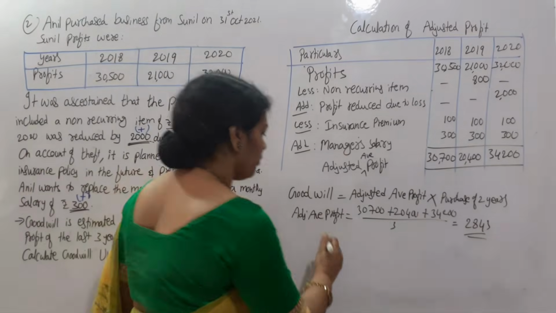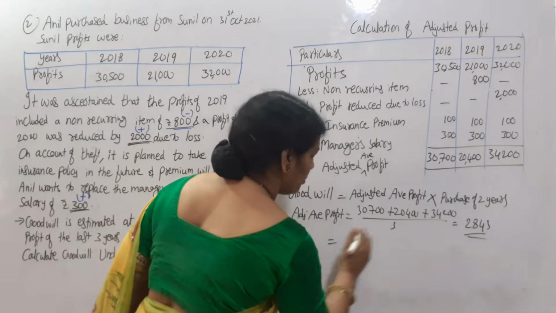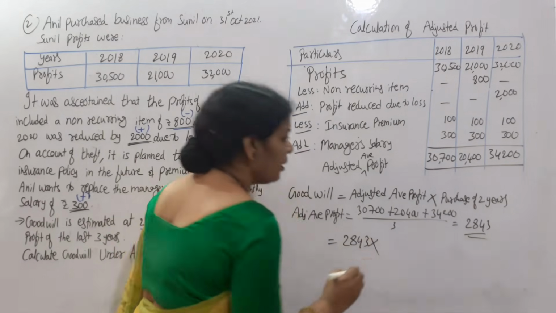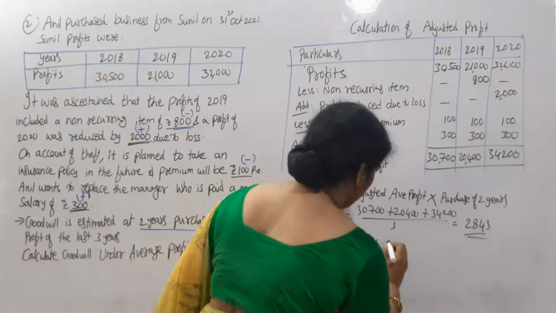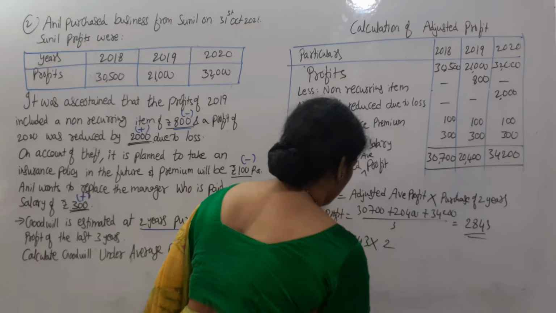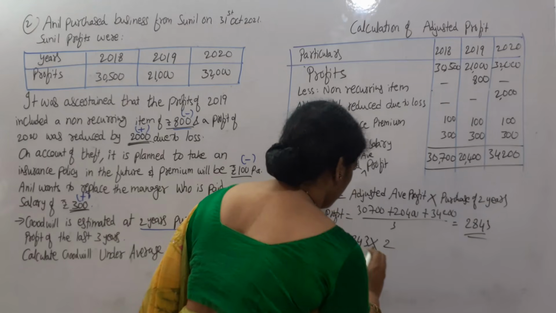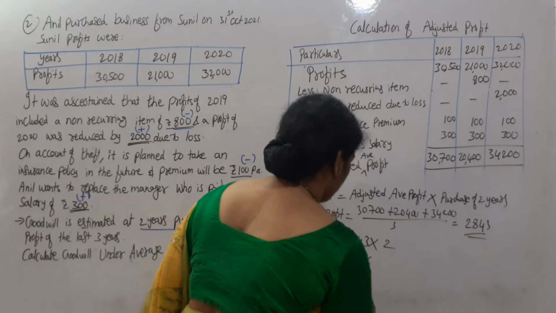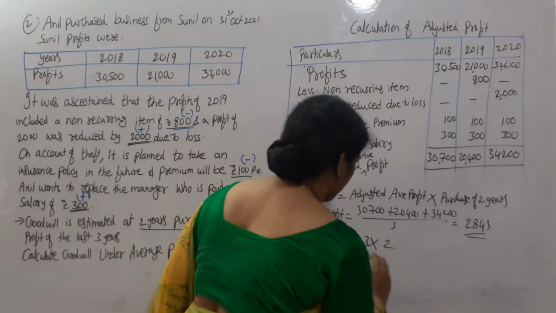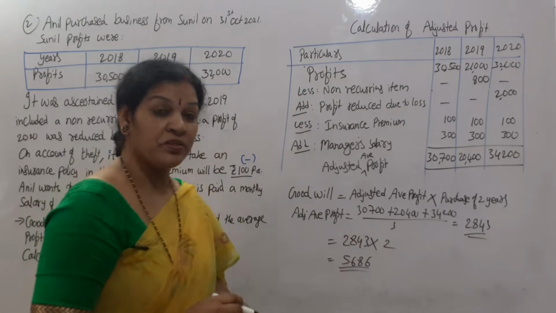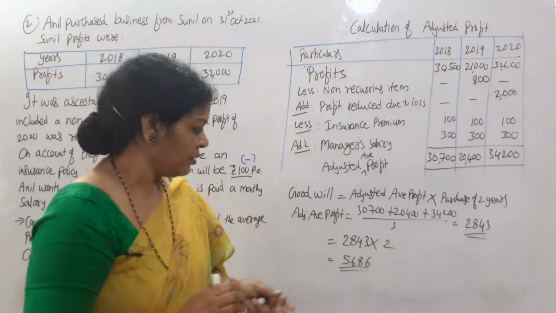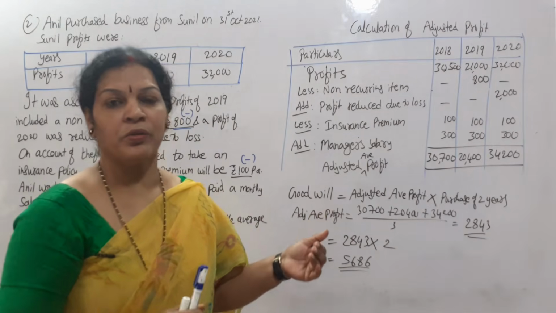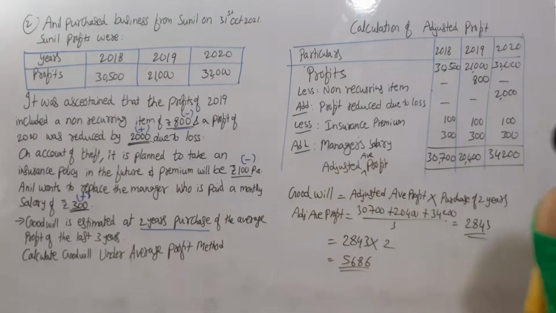Now we'll apply it in the formula. Adjusted average profit is 28,433 into purchase of 2 years, into 2. If you multiply, you will get 56,866. Clear? First take a screenshot or pause the video and note it down, then I'll give you a recap once again.